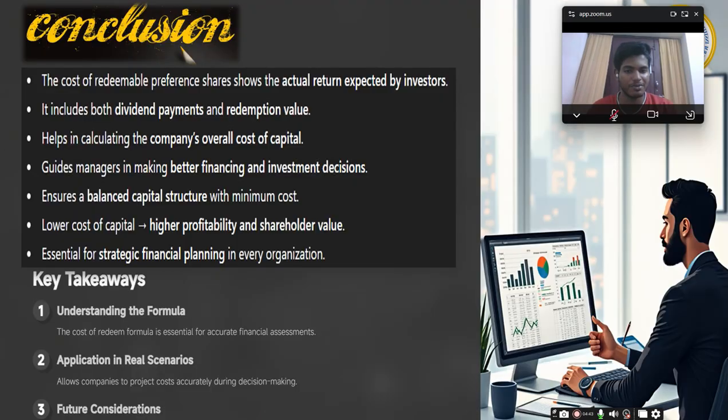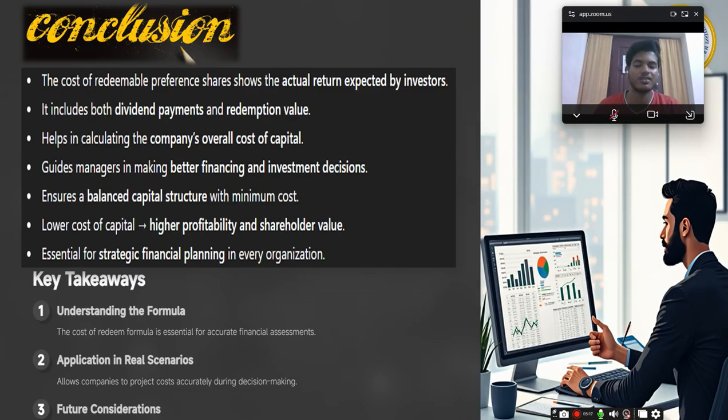The importance of redeemable preference shares and the conclusions. So the cost of redeemable preference shares shows the actual return expected by investors. It includes both dividend payments and redemption values, and helps in calculating the company's overall cost of capital. It guides managers in making better financing and investing decisions, and ensures a balanced capital structure with minimum cost, lower cost of capital, higher profitability, and shareholder value. So, it is essential for strategic financial planning in every organization.